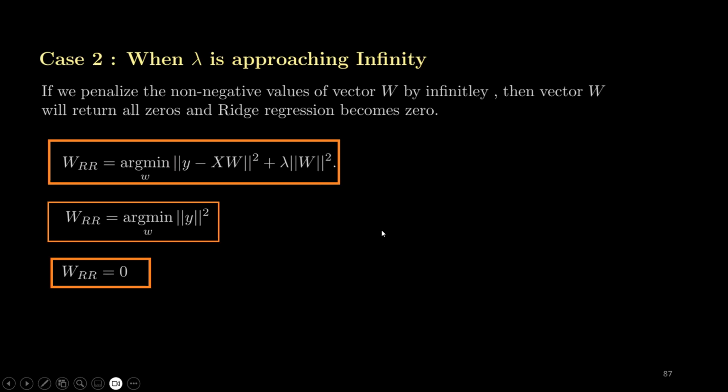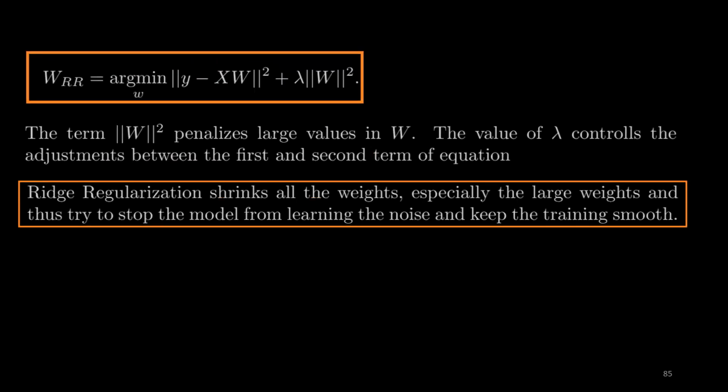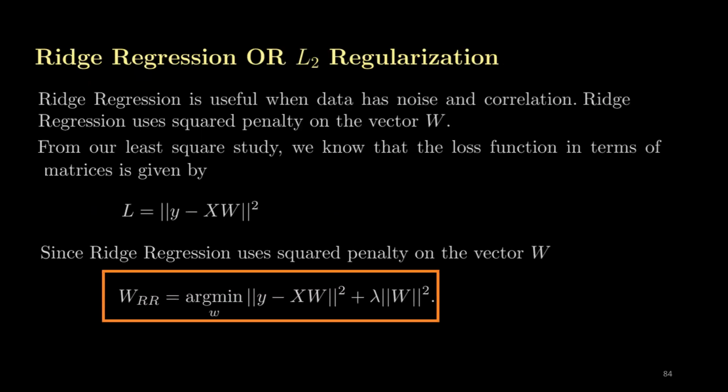So in this lecture, we learned about ridge regression or L2 regularization. We understood that ridge regression is used in order to avoid overfitting. In order to avoid overfitting, ridge regression uses a squared penalty on the weight vector. It has an important parameter known as lambda, which adjusts its value between 0 and infinity according to the value of the weights. So I hope you understood the concept of ridge regression.